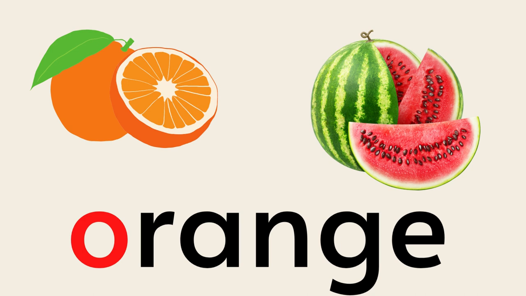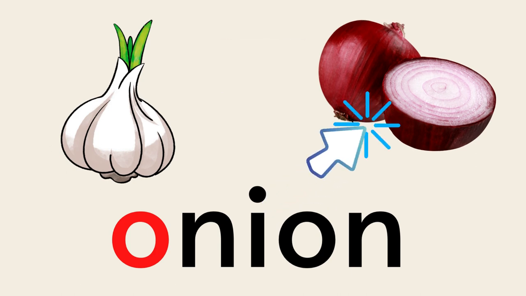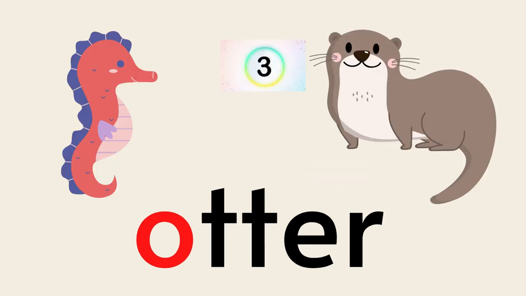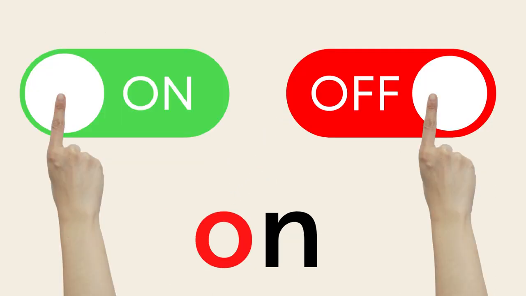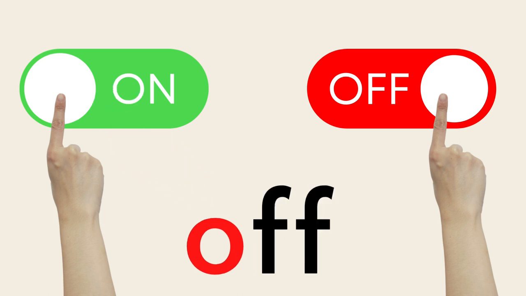Which is an orange? Which is an onion? Which is an otter? Which one is on? Which one is off?